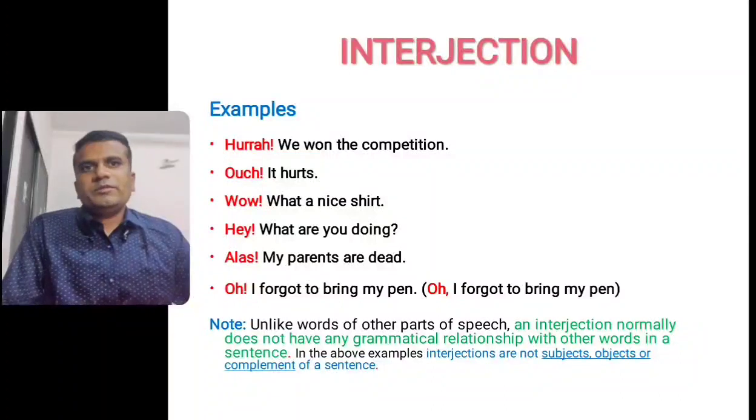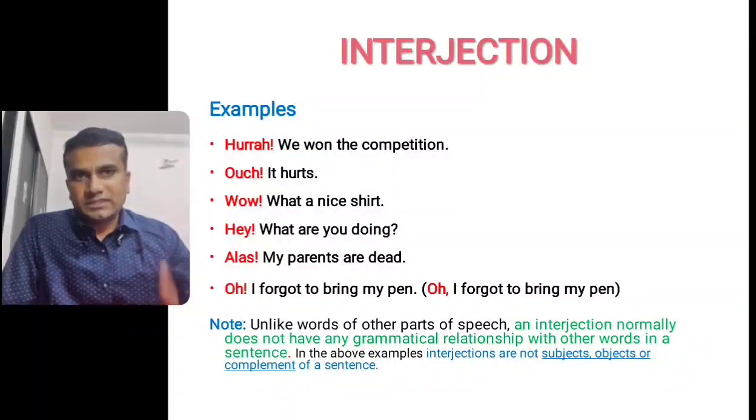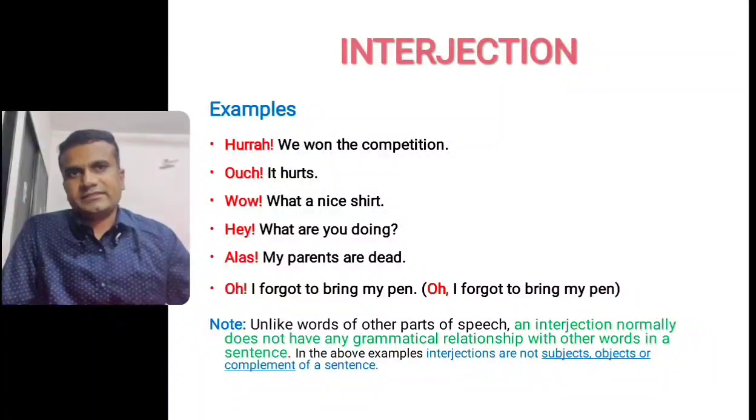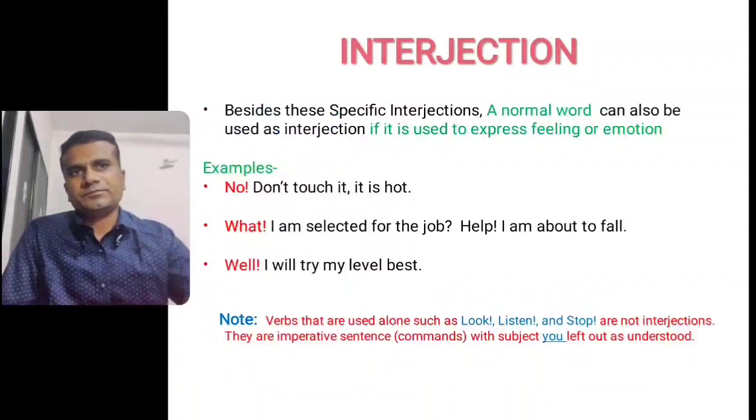See, we have to remember while talking about interjection is that unlike other parts of speech, an interjection normally does not have any grammatical relationship with other words in a sentence. If you see all the examples which are there on the screen, you will find that interjections are not subjects, objects, or complement in these sentences. Means interjections don't have any grammatical relationship with other words in a sentence. This is what we have to remember. This is something different from other parts of speech.